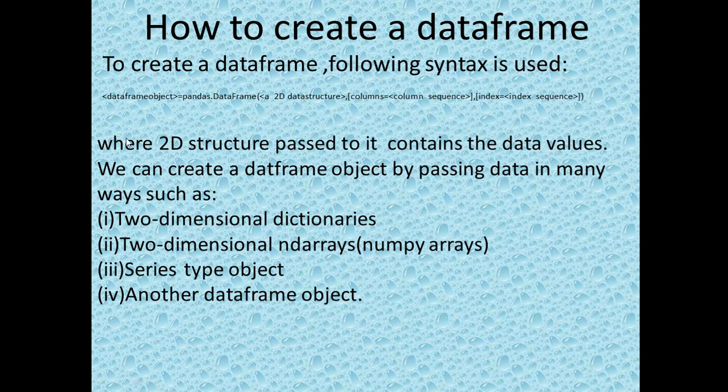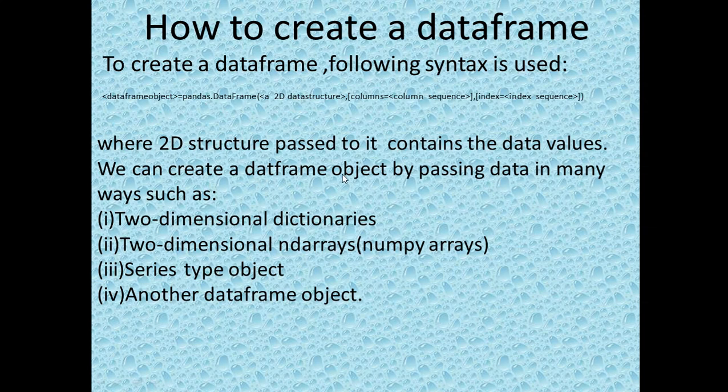So here the syntax is written as: when you write the 2D data structure, the 2D structure passed to it contains the data values. That means when you write the 2D structure, it will have the data values in the form of a 2D array, or a 2D dictionary, or any type which has a two-dimensional structure, because a DataFrame is a two-dimensional structure. Rows as well as columns should be provided when you create the DataFrame.